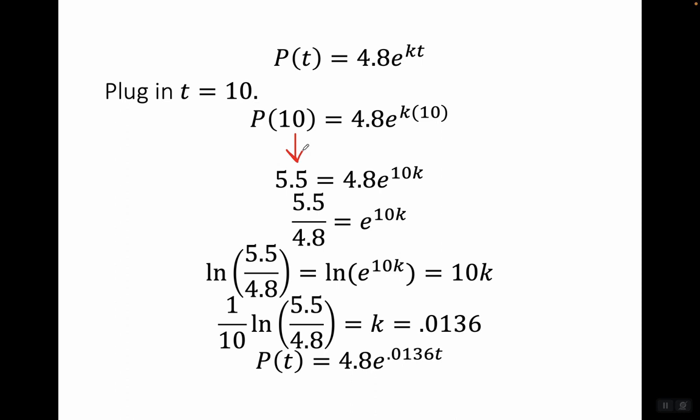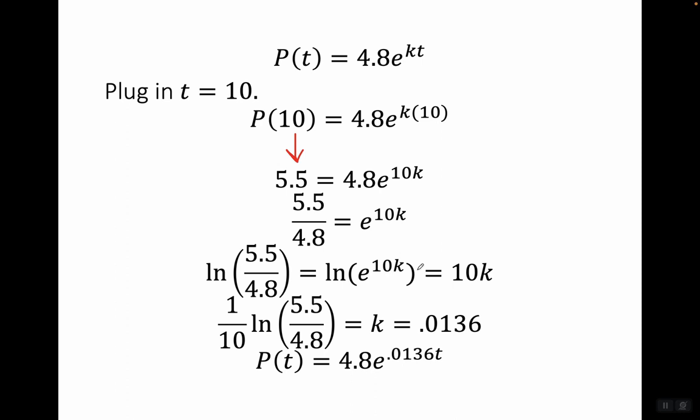Let's isolate the k. We have 5.5 divided by 4.8 equals e to the 10k. We'll take the natural log of both sides so we can get the k all by itself. The natural log of 5.5 over 4.8 is the natural log of e to the 10k. Again, natural log x and e to the x are inverses of each other, so the natural log of e to the 10k is just plain 10k.